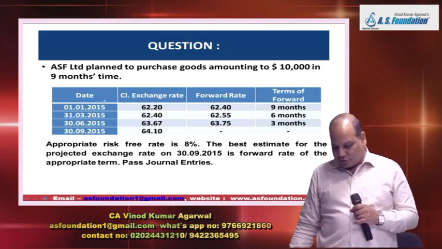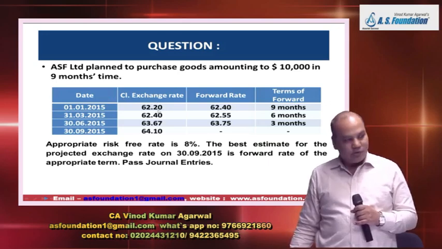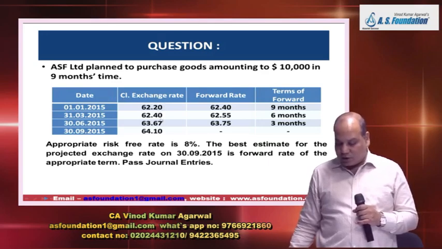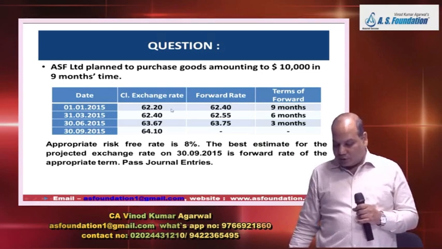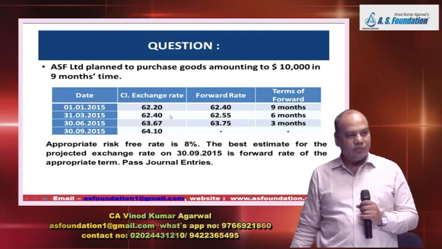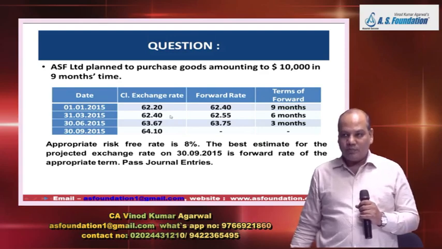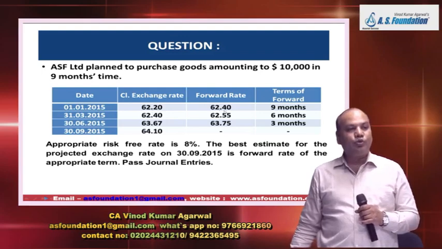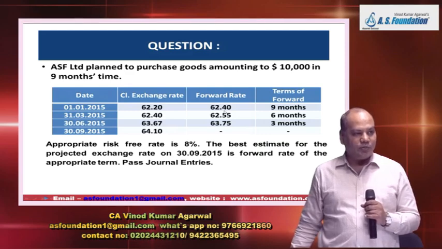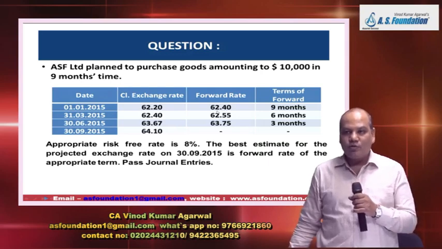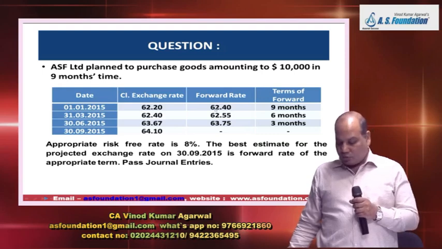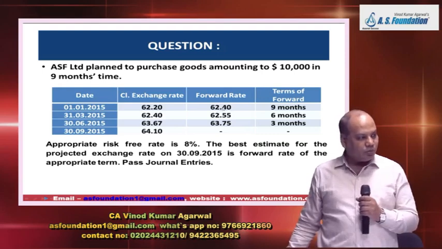Okay. So now you see date, exchange rate, closing exchange rate means this is the market rate. So these are the market rates on these dates. And these are the forward rates on this date. Now what is the difference between these two columns? If I want to buy dollar today on 1st January 15, then I will have to pay 62.20. If I enter into a forward contract today for 9 months, which is what we did in this problem, then we will enter into a forward contract at the rate of rupees 62.40. So forward contract was entered into at 62.40.